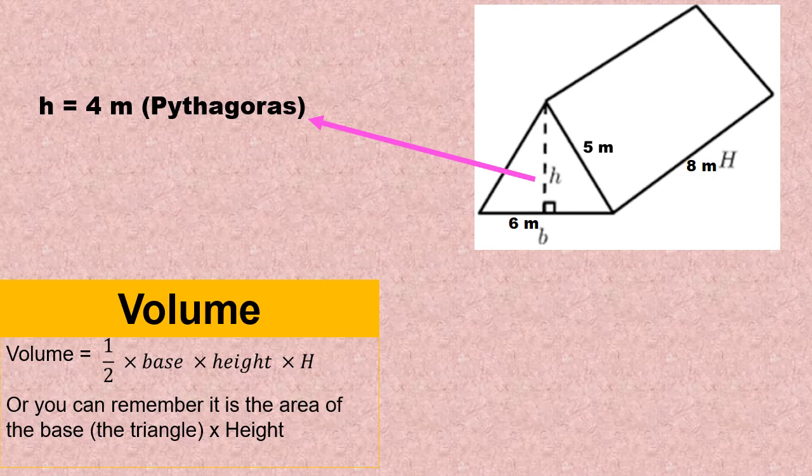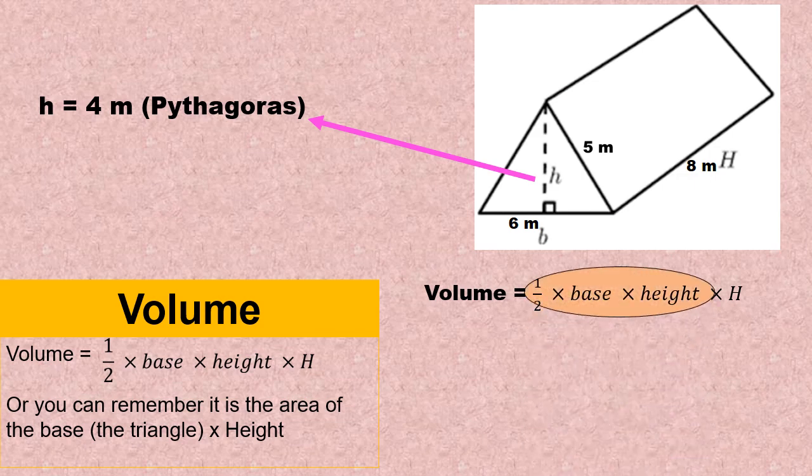Then you work out the volume: half times base times height. That is the area of the base. That is the area of the triangle. And you times it by what it pops out with. You'll see on Monday when we work with the cylinder as well. You work out the area of the circle times what it pops out with. That gives you the volume. Okay, so half times base times height, half times 6 times 4, and times that 8 that it pops out with. And then you get your answer is 96 meters cubed.